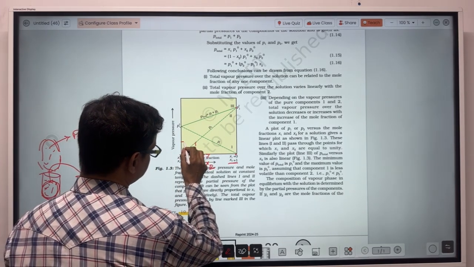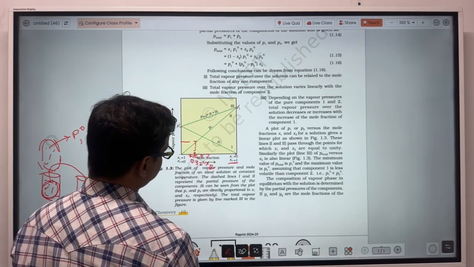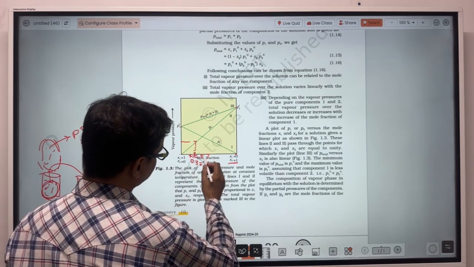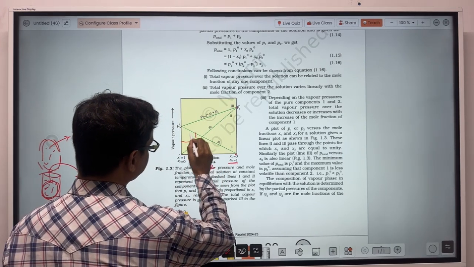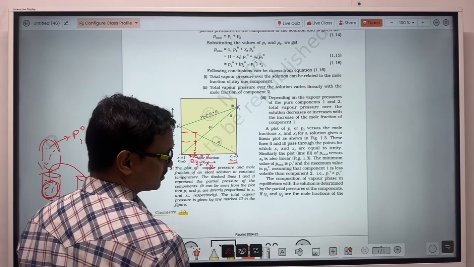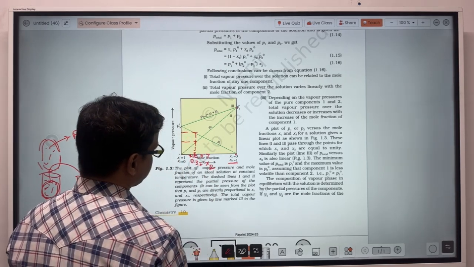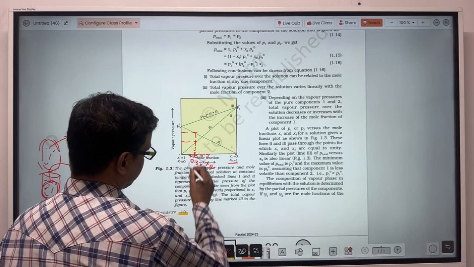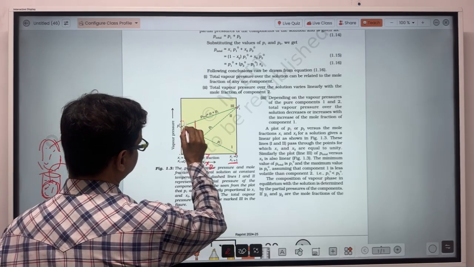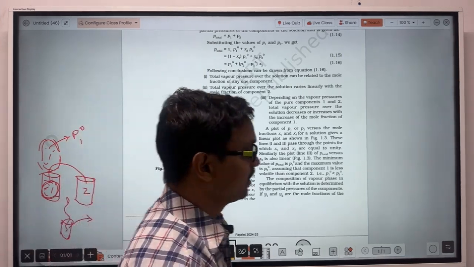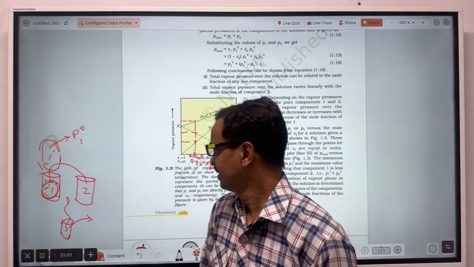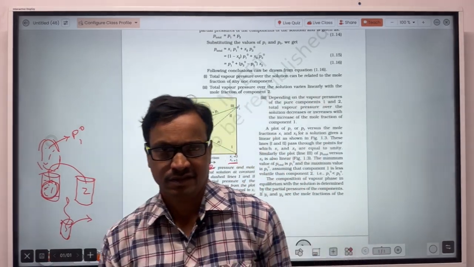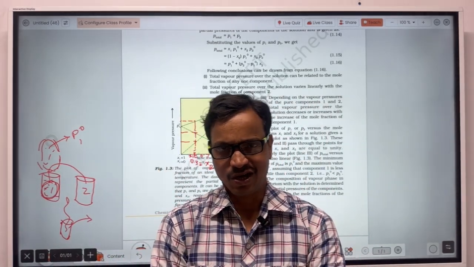So it is that much. When you have to find out the vapor pressure of liquid 1, go on the graph and find out what it is. When you have to find out P total, go on the graph and find it out. So that is the use of this graph, which has been derived from Raoult's law.